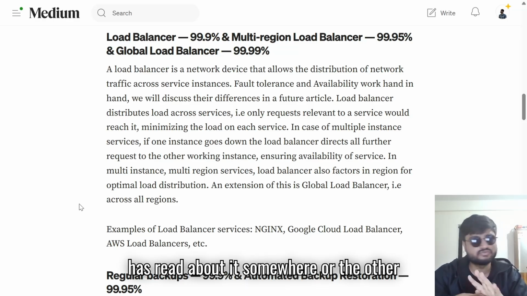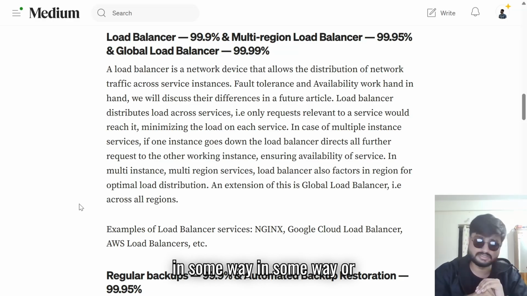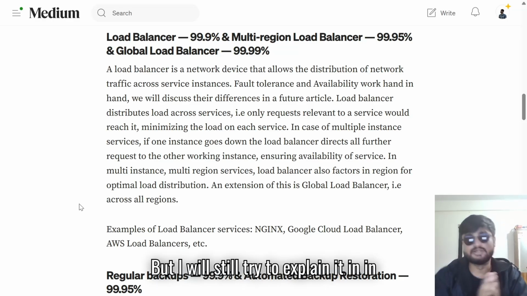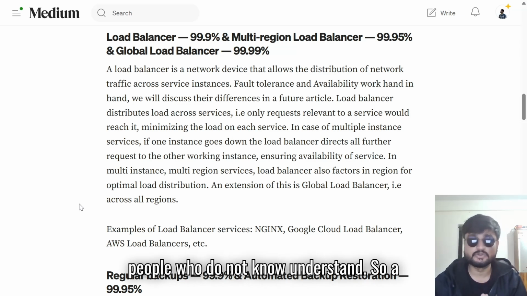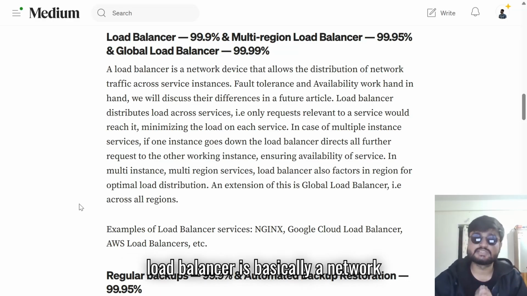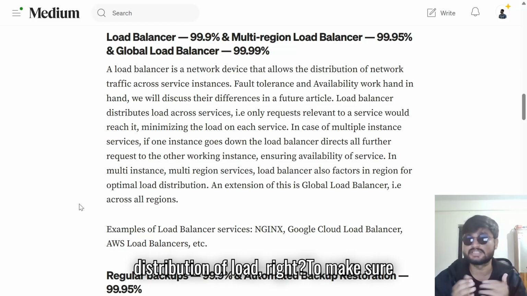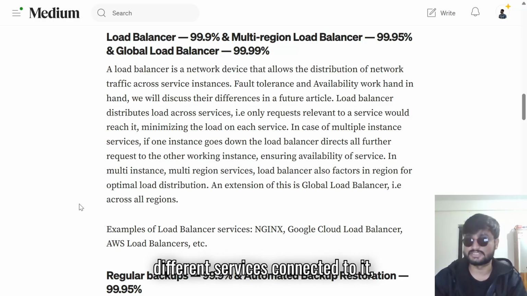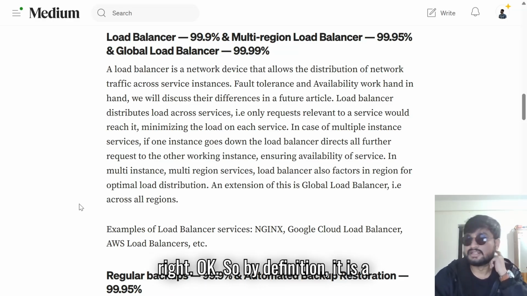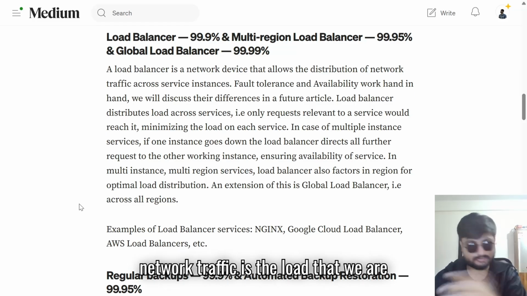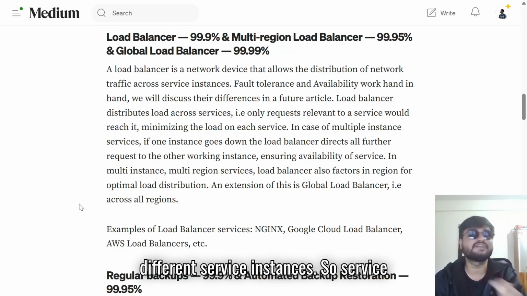Amazon has made sure that everybody has read about it somewhere or the other. Okay, cool. But I will still try to explain it in brief, so that people who do not know can understand. So a load balancer is basically a network device, right? As the name suggests, this network device is responsible for distribution of load, to make sure that the load is balanced across all different services connected to it. By definition, it is a network device that allows the distribution of network traffic. Network traffic is the load that we are talking about, across all different service instances.